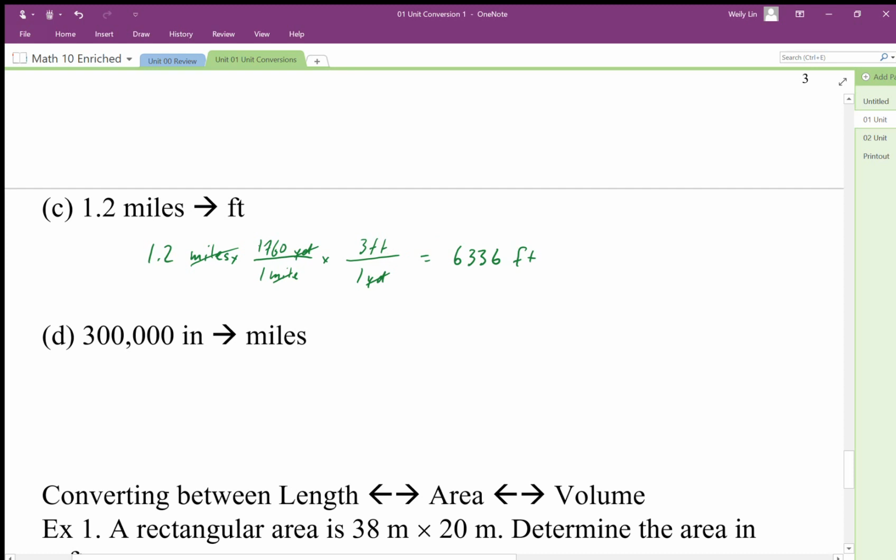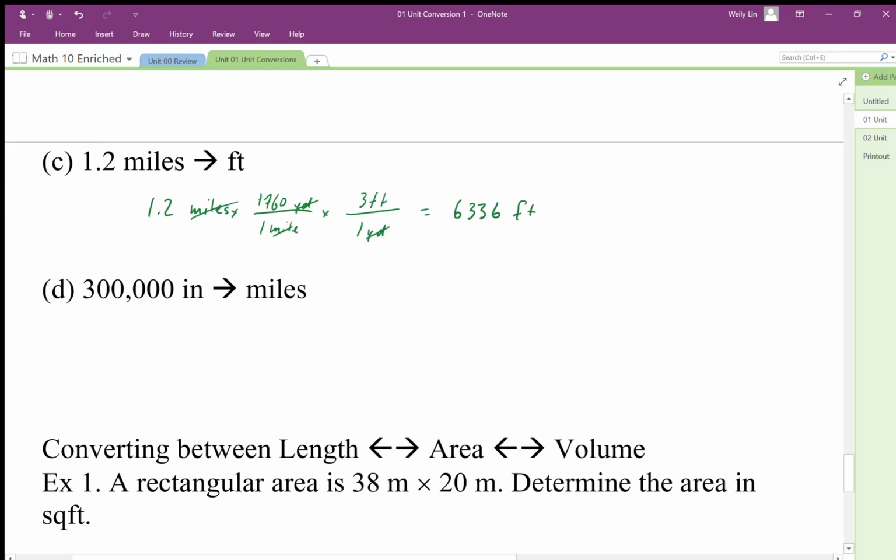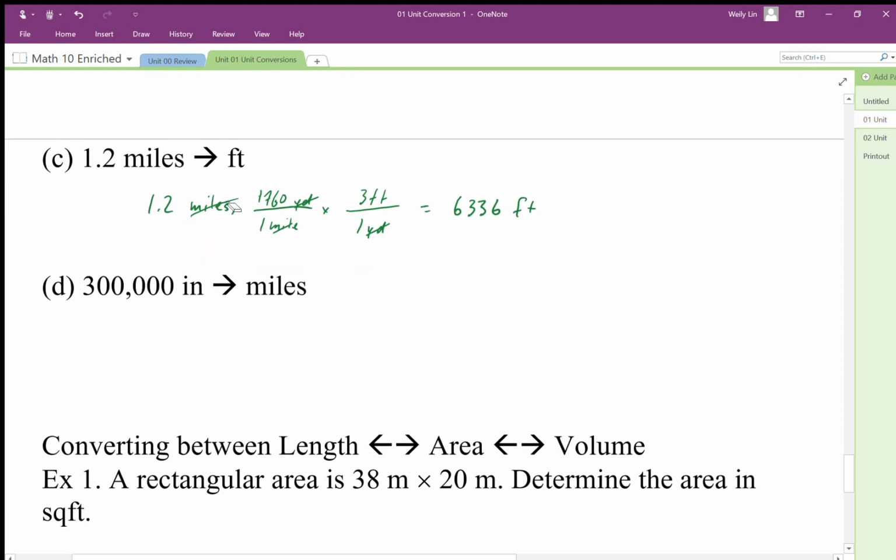Okay, and my units all work out. Using a proportional equation would be a little bit harder because we have to do two sets of calculations, whereas here, two conversions are being done with one calculation. Okay, so let's try 300,000 inches.